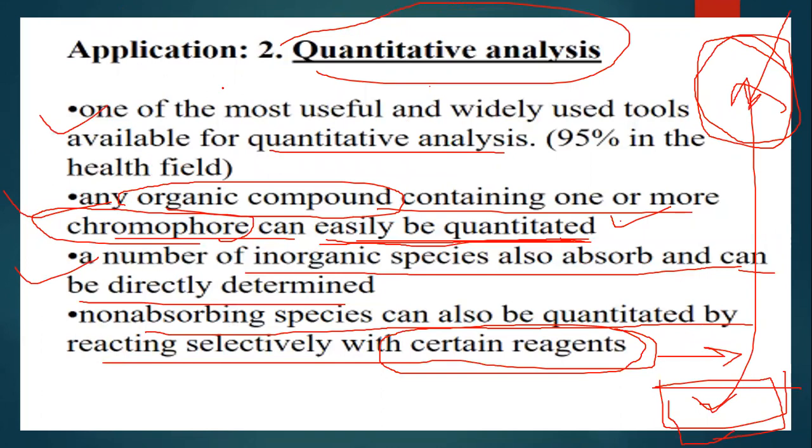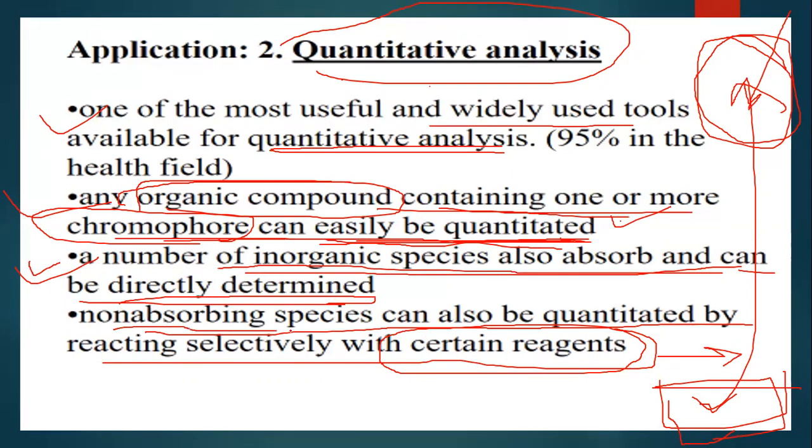Now, quantitative analysis. This is one of the most useful and widely used tools for quantitative analysis. Organic compounds containing one or more chromophores can be easily studied with the help of this technique. A number of inorganic species also absorb and can be directly studied with this technique, but the condition is that the inorganic species should absorb the light. Otherwise it is not possible.